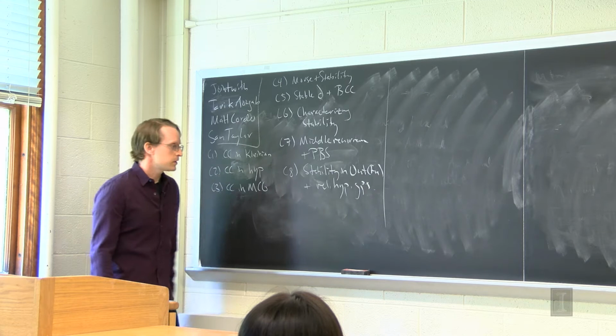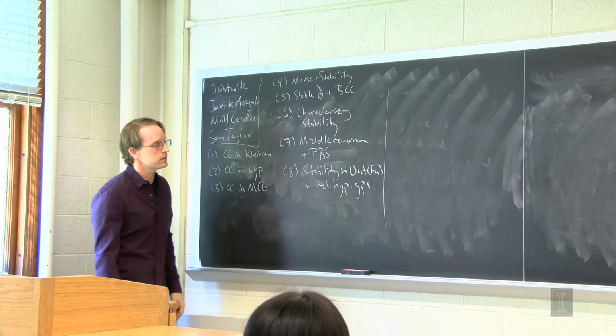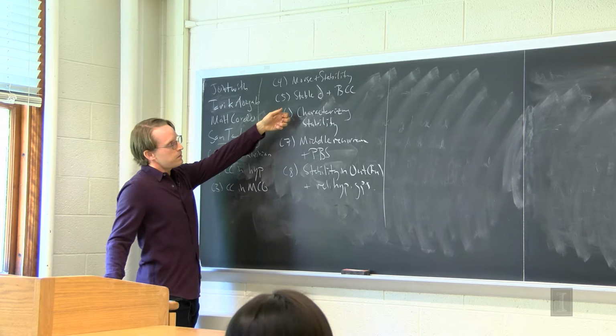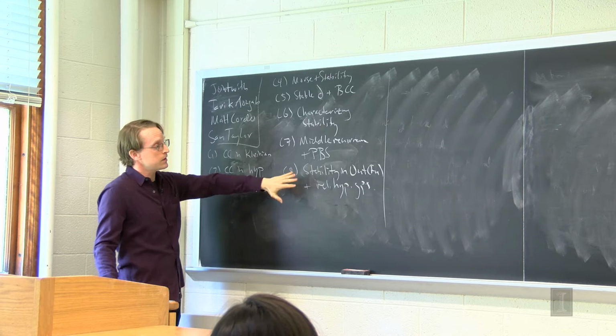So there's a similar setup in the case of Out(F_n). And in relatively hyperbolic groups, there are other reasons you might care. In the context of right-angled Artin groups, there are other reasons you might care. But the idea is that we want some way of characterizing stability in a robust sense so that maybe we can do it using local technology. But maybe we can also do it without using local technology.